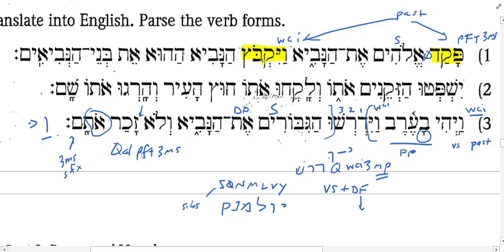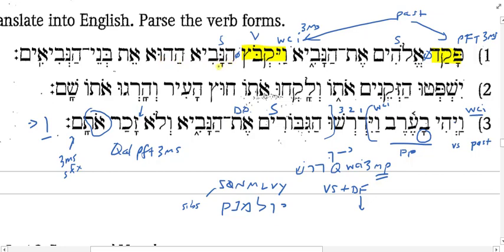Vayikbots. What's the person gender number of that WCI? We know that's a WCI of Vav Pathak doubling dot, right? Prefix Yod, but no ending, so that's 3MS. Okay? Is Hanavi masculine singular? So I might have verb subject here, right? So, and the prophet, what? What's kavatz mean? To gather or to collect. So the prophet gathered, past time.